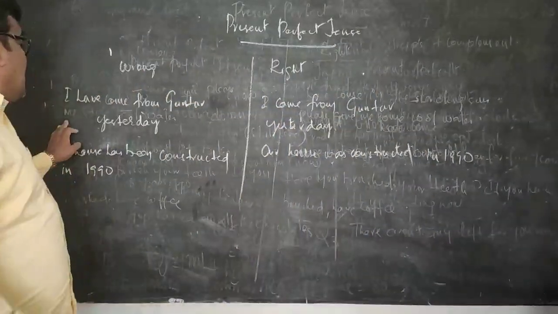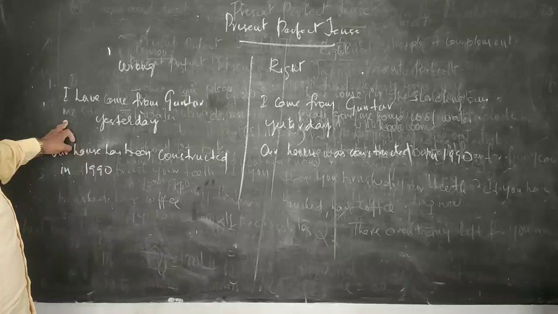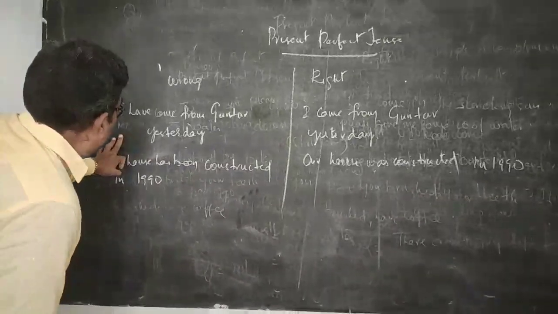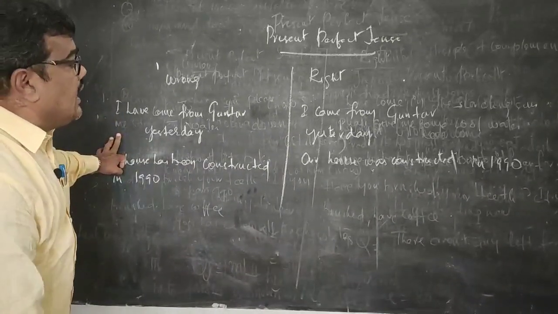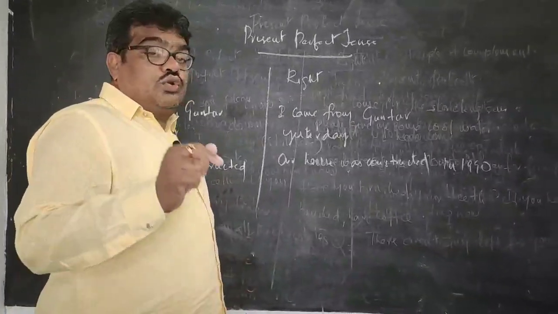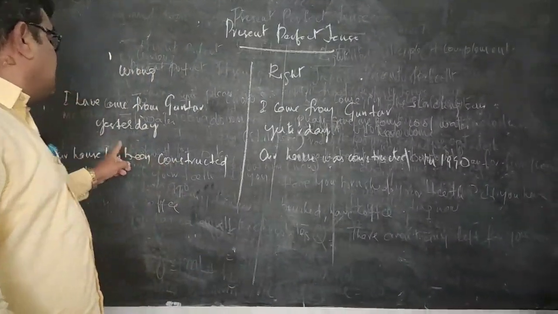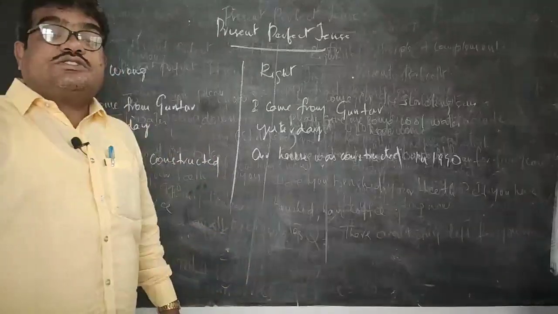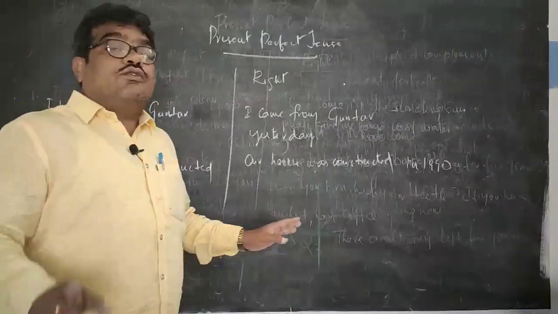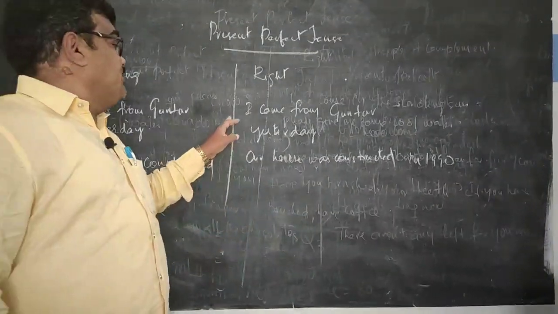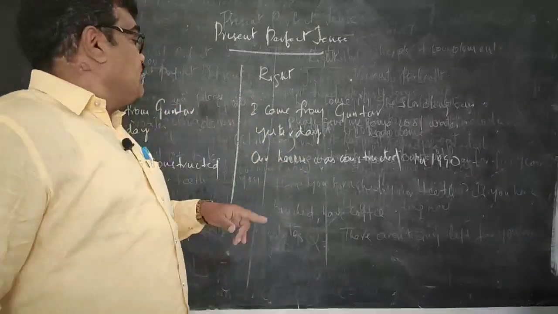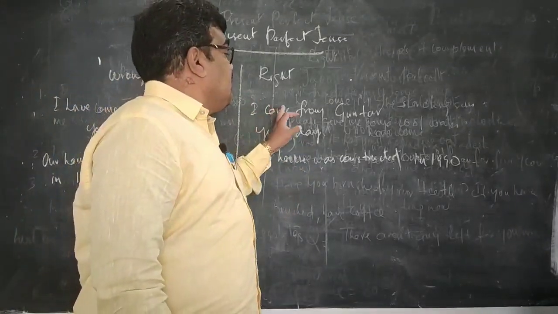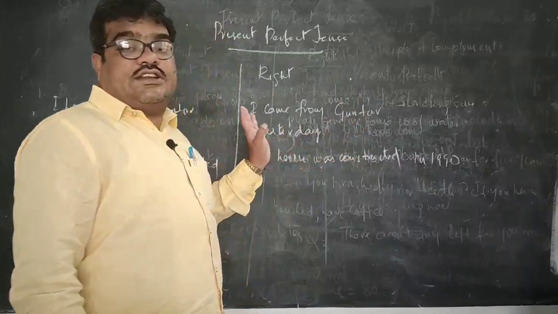You see the first example, I have come from Guntur yesterday. I told you, with expressions like yesterday, we must not use present perfect. We have to use only simple past. So, the correct expression is, I came from Guntur yesterday.